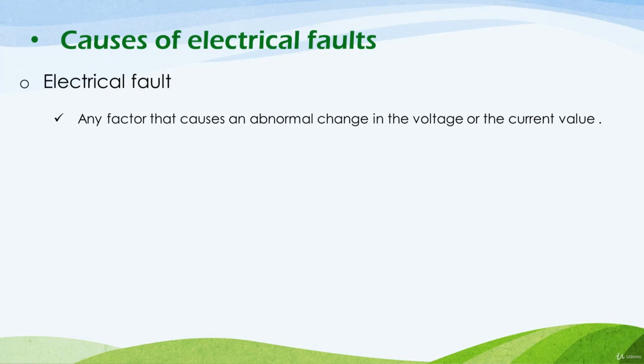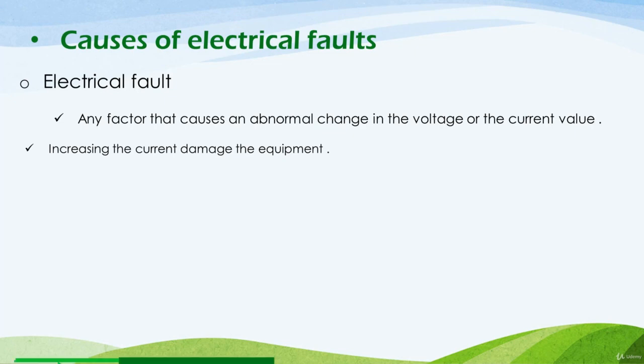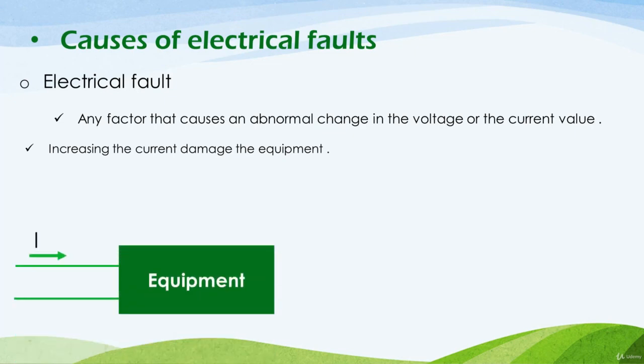As we said before, at the fault condition, the current increases greatly, and this causes the different equipment and the power system to be damaged. This is because when current passes through equipment or any conductor in general, it produces some power losses. These power losses equal the current squared times the resistance, where the current is the current passing and the resistance is the resistance of the conductor.